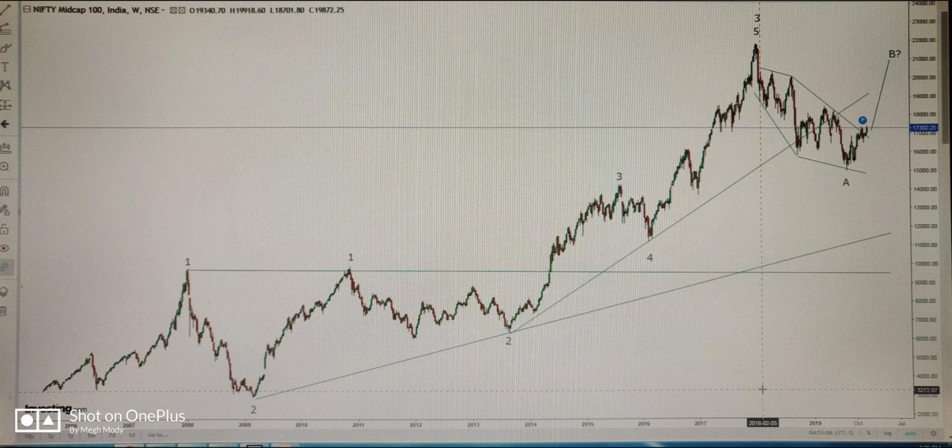So this is what the Nifty Midcap 100 weekly chart looks like and what is going to happen in the near future.